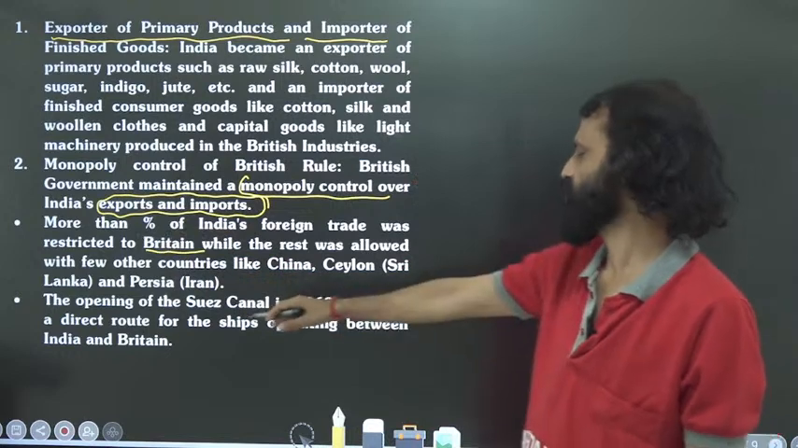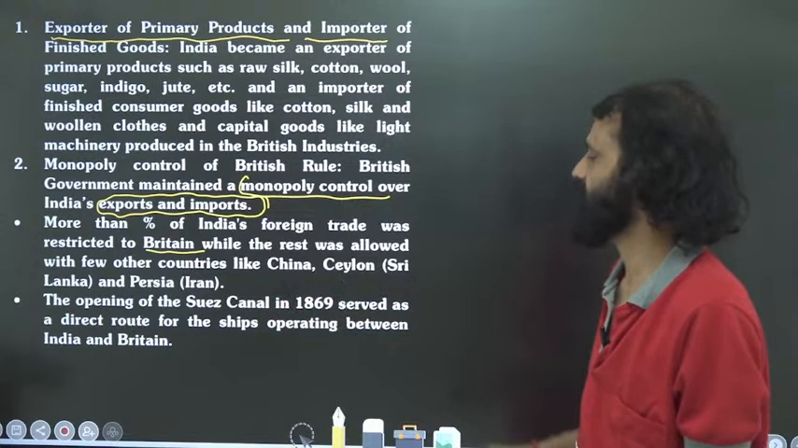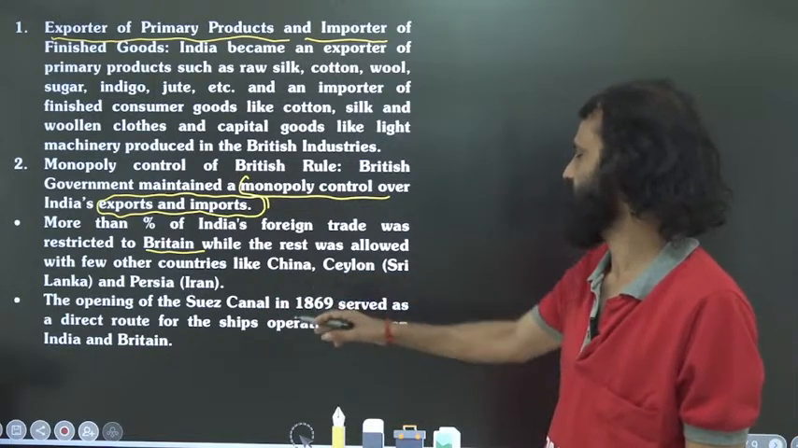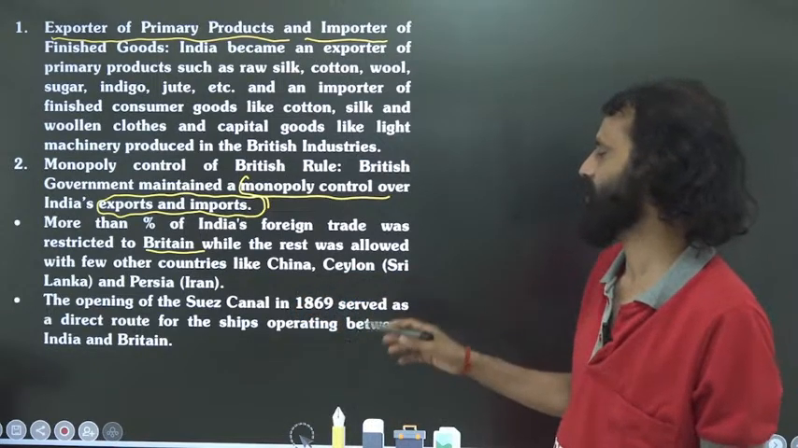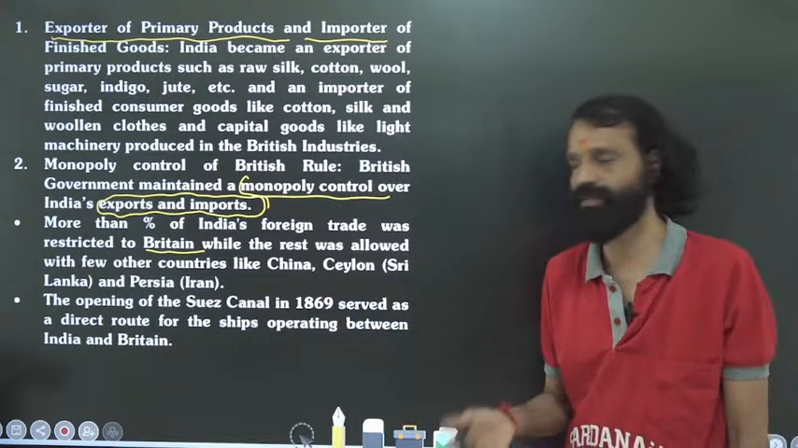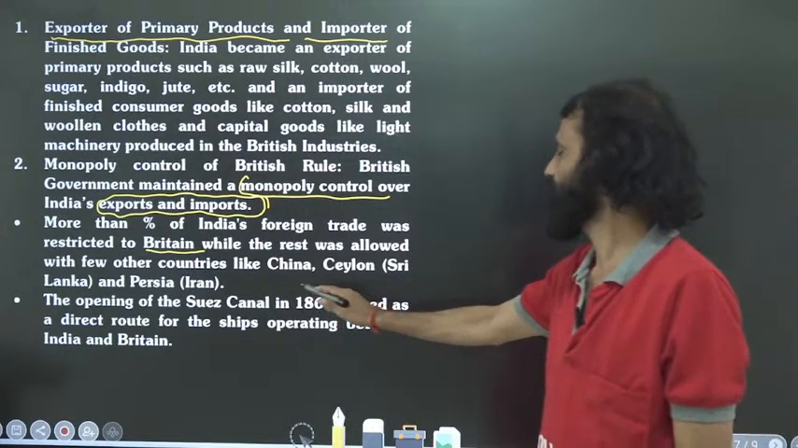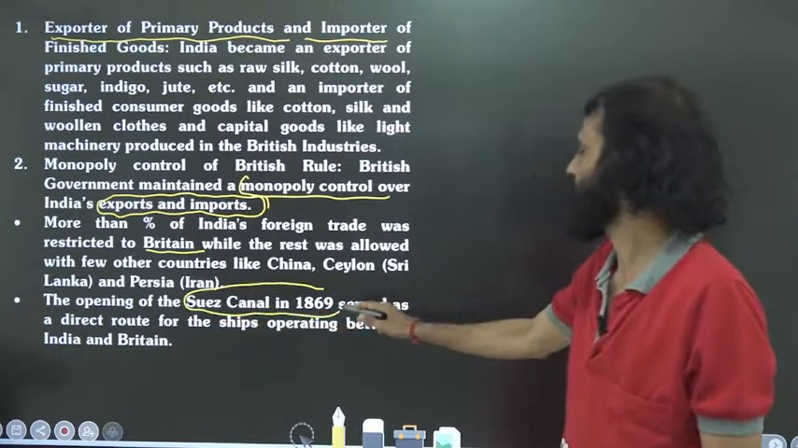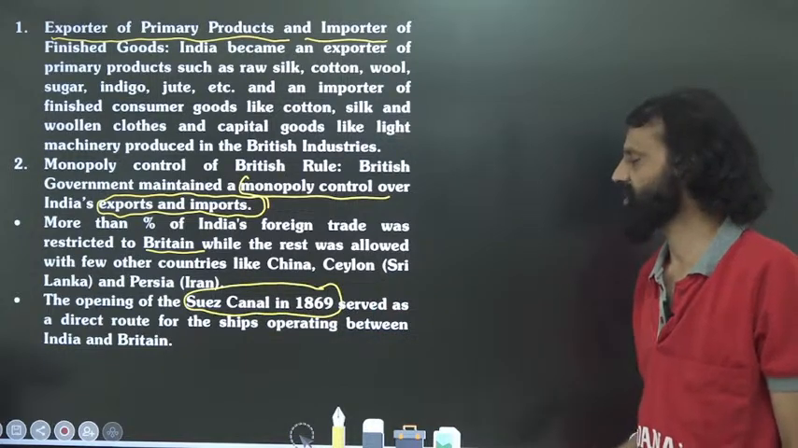The opening of the Suez Canal in 1869. The Suez Canal is a man-made canal, opened in 1869, which served as a direct route for the ships operating between India and Britain. After the opening of this Suez Canal in 1869, what happened?